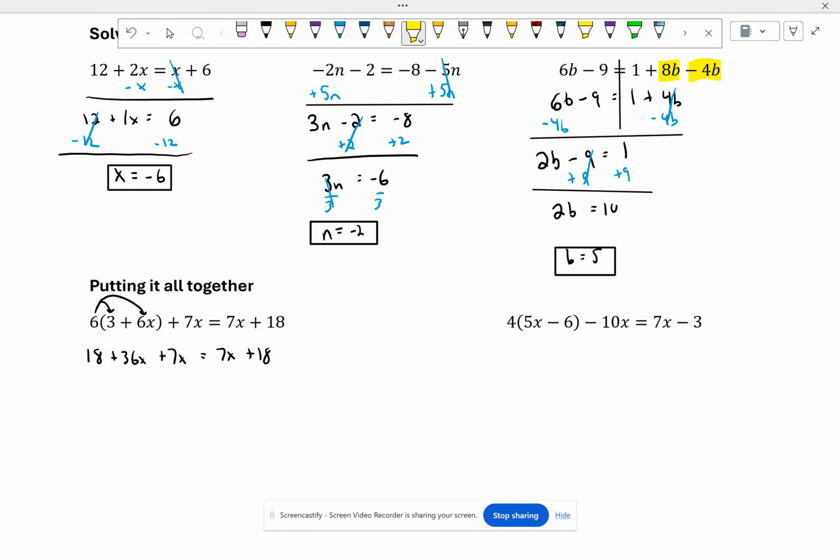Now step 2, combine like terms. So I have 36x's and I'm adding 7x's. So again, they're on one side of the equation, right? The equation is where the equal sign is what splits the two sides up. So on the left side of the equal sign, there's two x's, and I can combine them. So I still have the 18, and then 36 plus 7 is going to give me 43 x's.